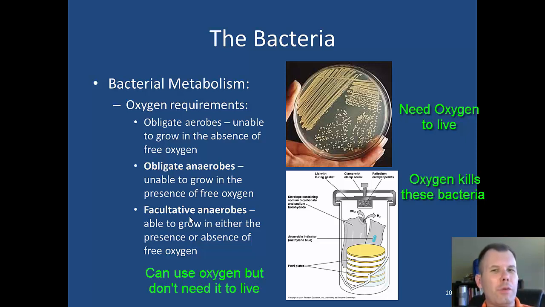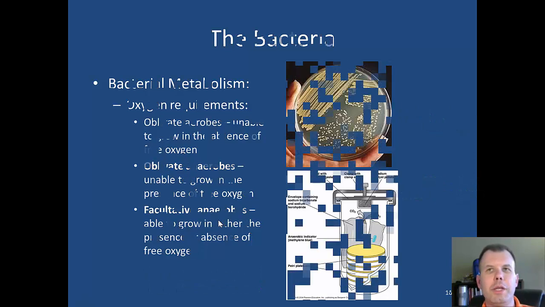And so we have those three types. Liking oxygen, those are the obligate aerobes; not liking oxygen, which is the obligate anaerobes; and then finally the facultative anaerobes can do with oxygen or without, and so they're kind of in between.